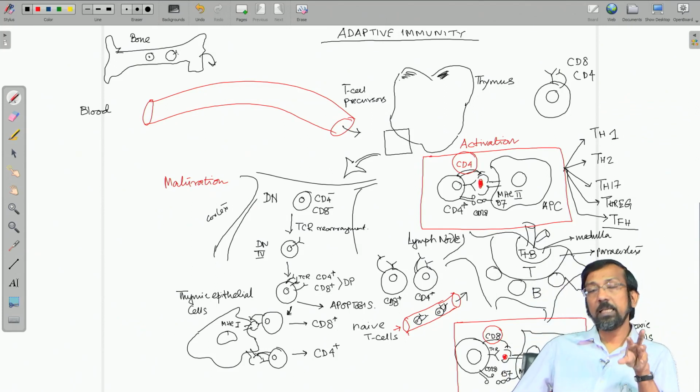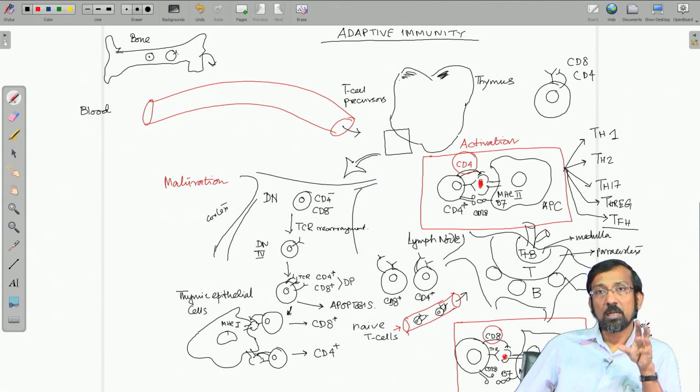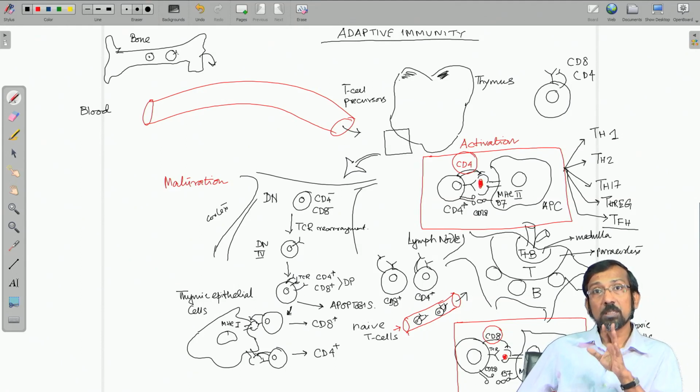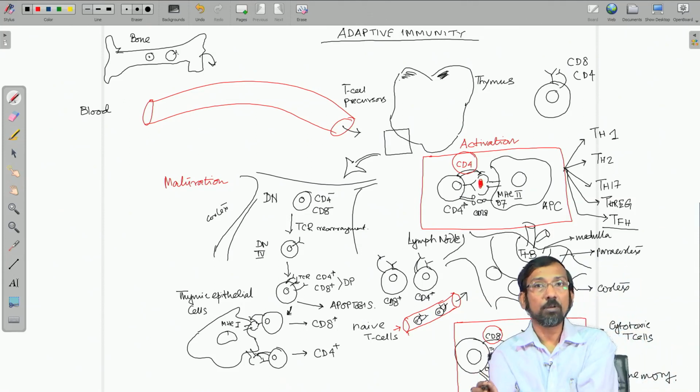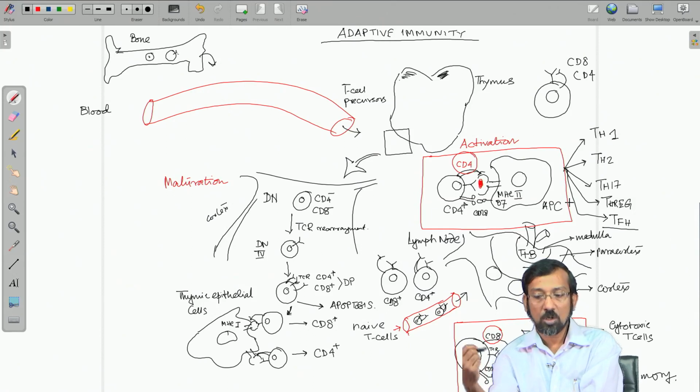And the T helper cells. Now, these T cells, this depends on what type of cytokine is actually present in the surroundings, and depending on that they start differentiating into the different types of T cells, the Th1 or the Th2 or the Th17 or the Treg or the TFH cells.